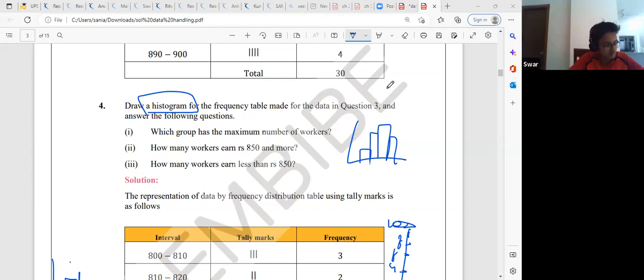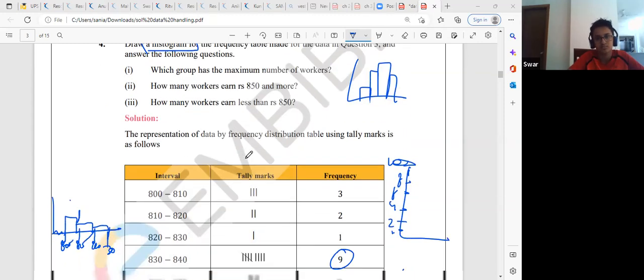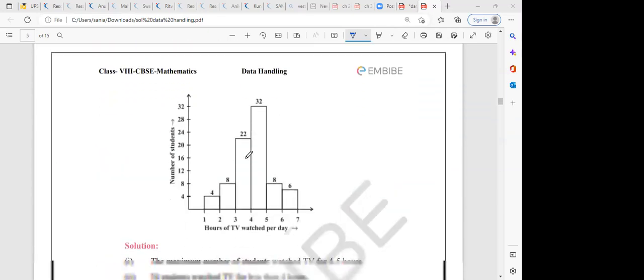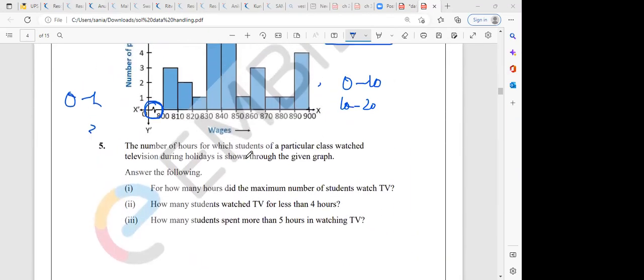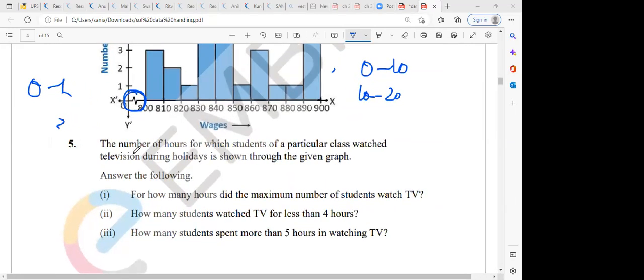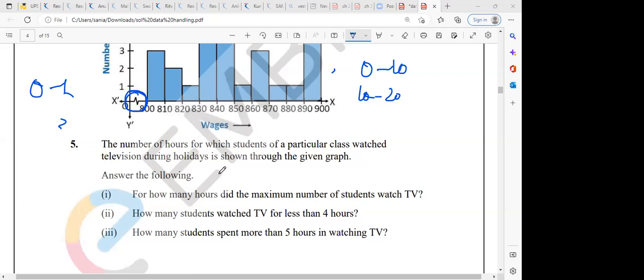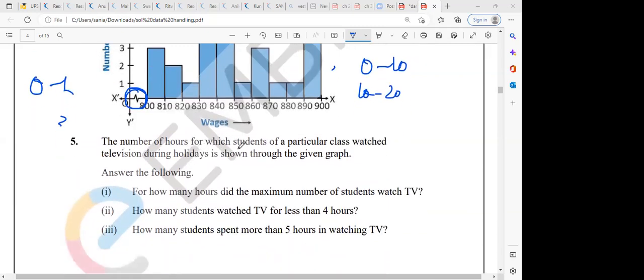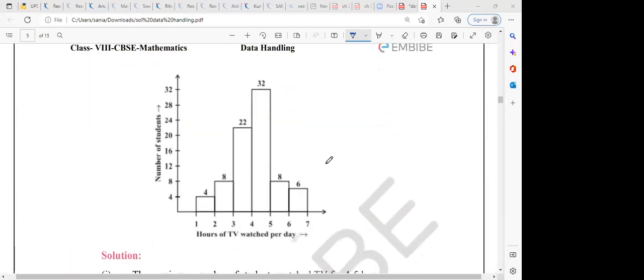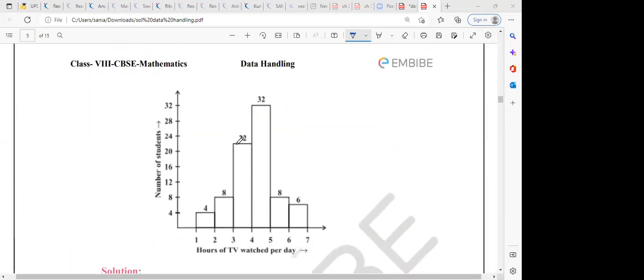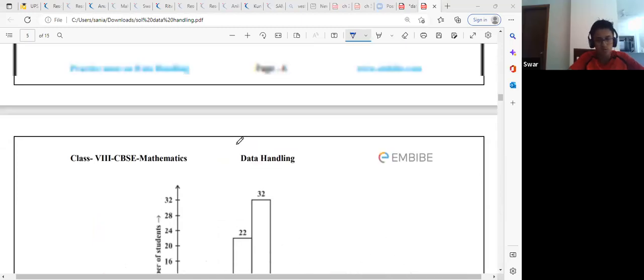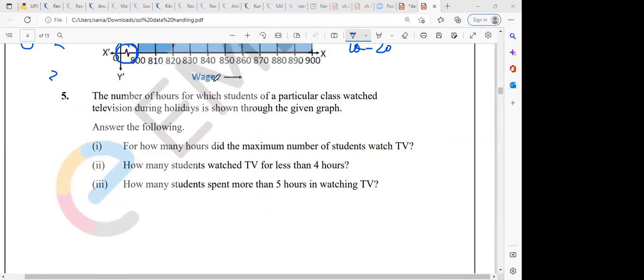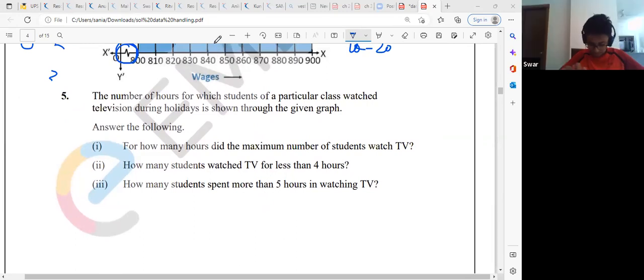Ma'am, done. Okay. Now you will be doing question number 5: the number of hours for which students of a particular class watch television during the holiday is shown through a given graph. So you have to answer them. Quickly write down the answers and let me know. Ma'am, in the textbook? Yes, in the textbook. You can write it. You have your textbook, right? Yes, ma'am.